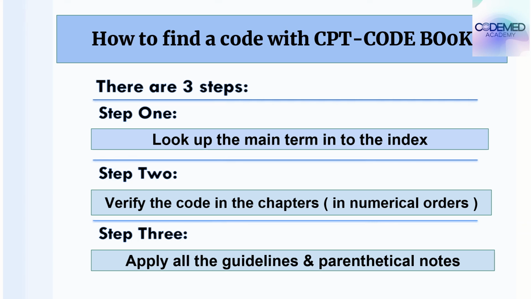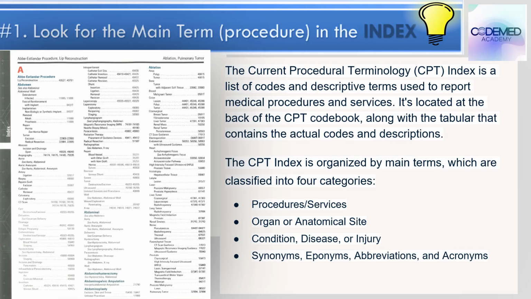Then you go to the index and find the main term in the index. Now you all know that the index is arranged in alphabetical order. Then the second step is to verify the code in the chapter or in the section. The sections or the chapters are arranged in numerical order. And step 3 is to apply all the guidelines and the parenthetical notes to find the exact code that will fit the documentation.